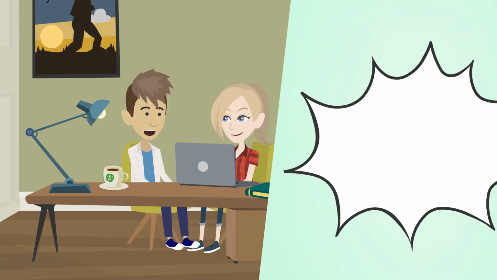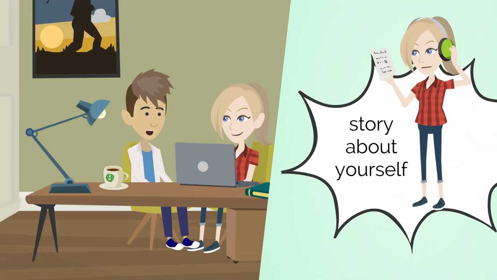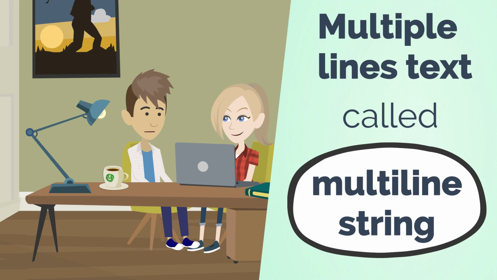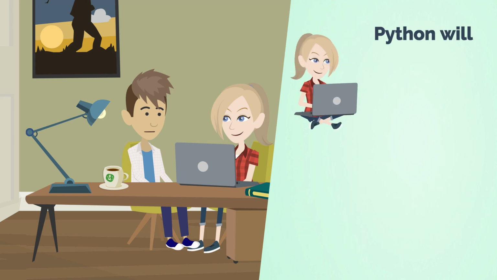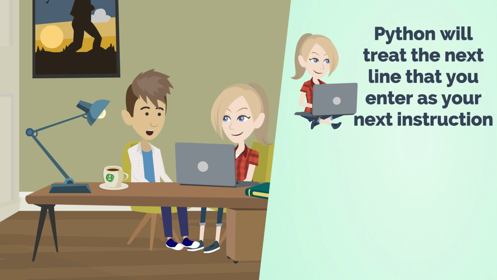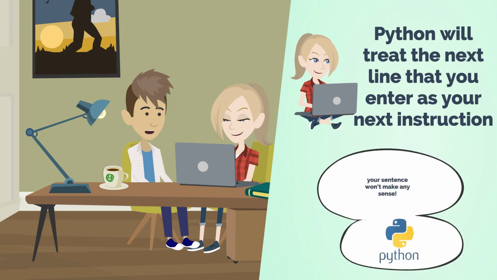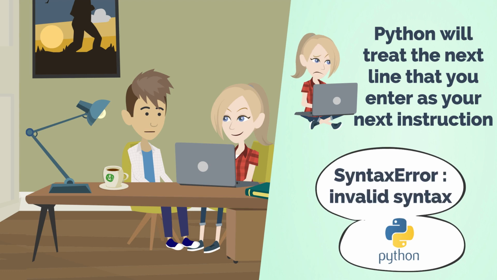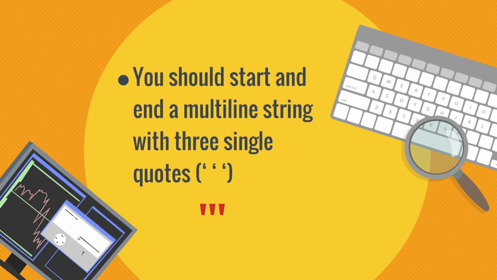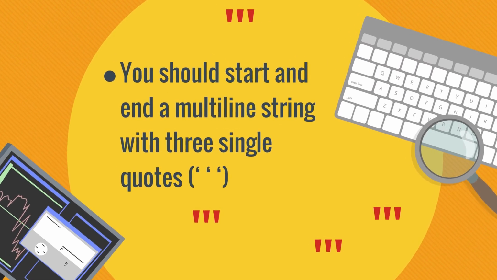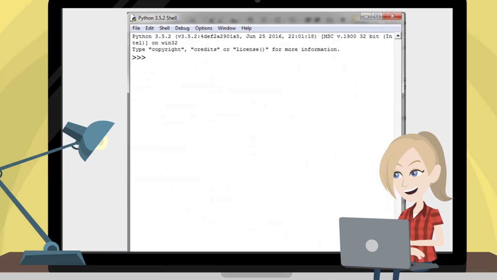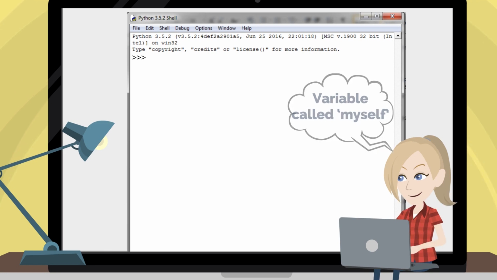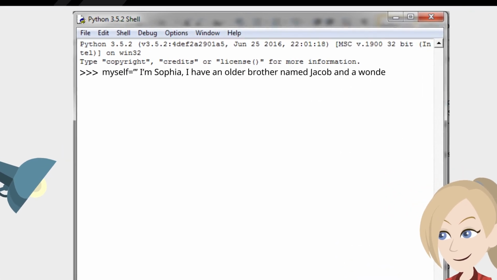Now, what if you want to type a whole story about yourself? That would expand to multiple lines, right? This kind of a text is called a multi-line string. If you type this kind of a string, Python will treat the next line that you enter as your next instruction. As an instruction, since your sentence won't make any sense to Python, it will give you an error message. To avoid problems like these, you should start and end a multi-line string with 3 single quotes. Let's say you type out a short essay about yourself and get a variable called myself to hold it. Then print it out. Okay, here I go.